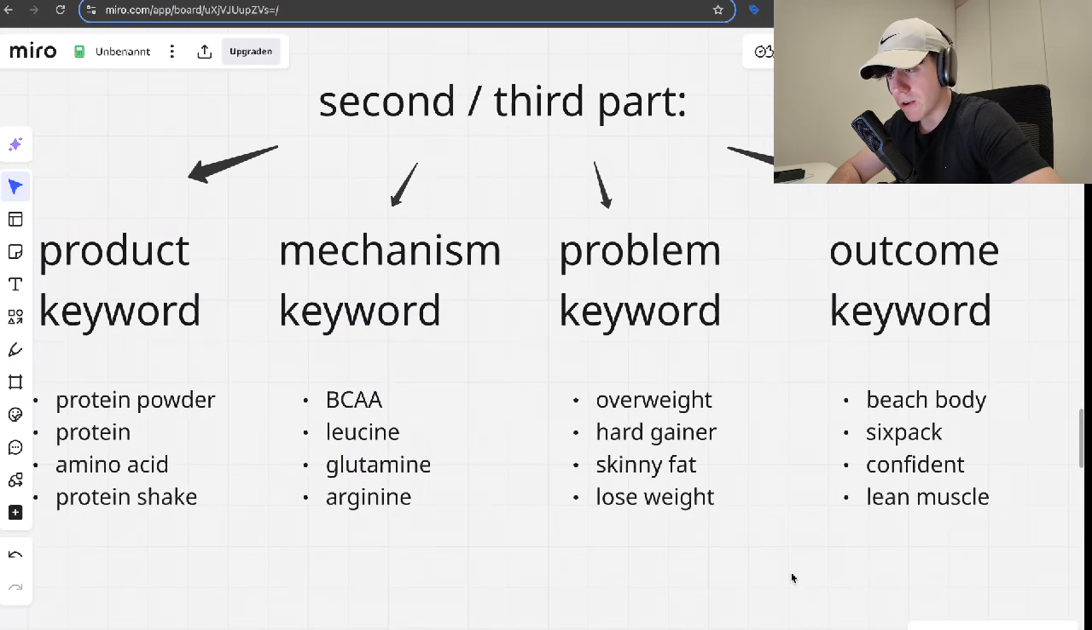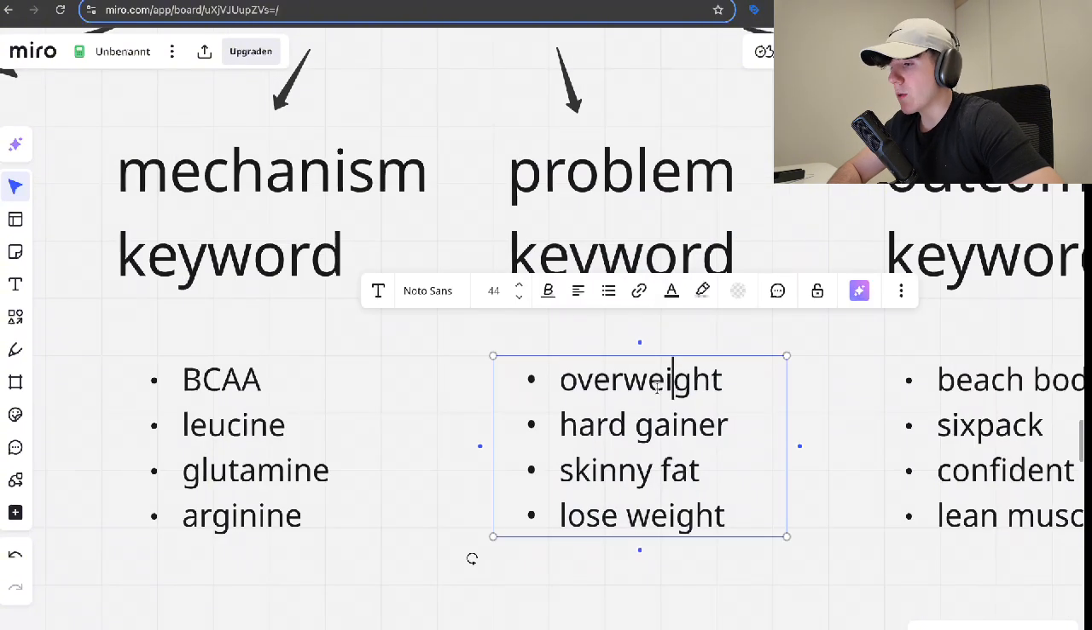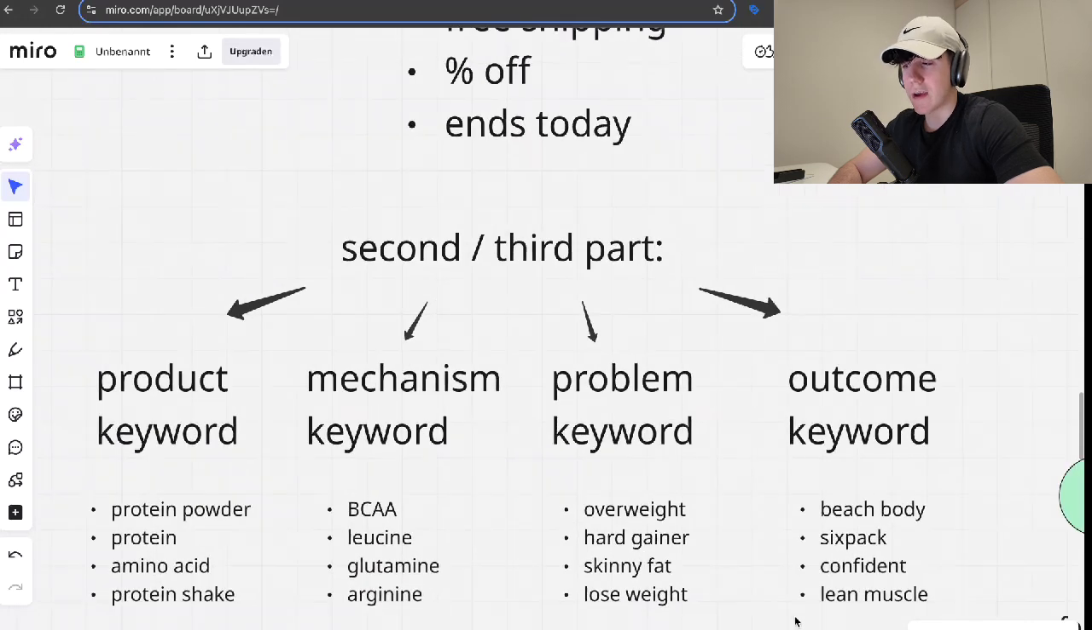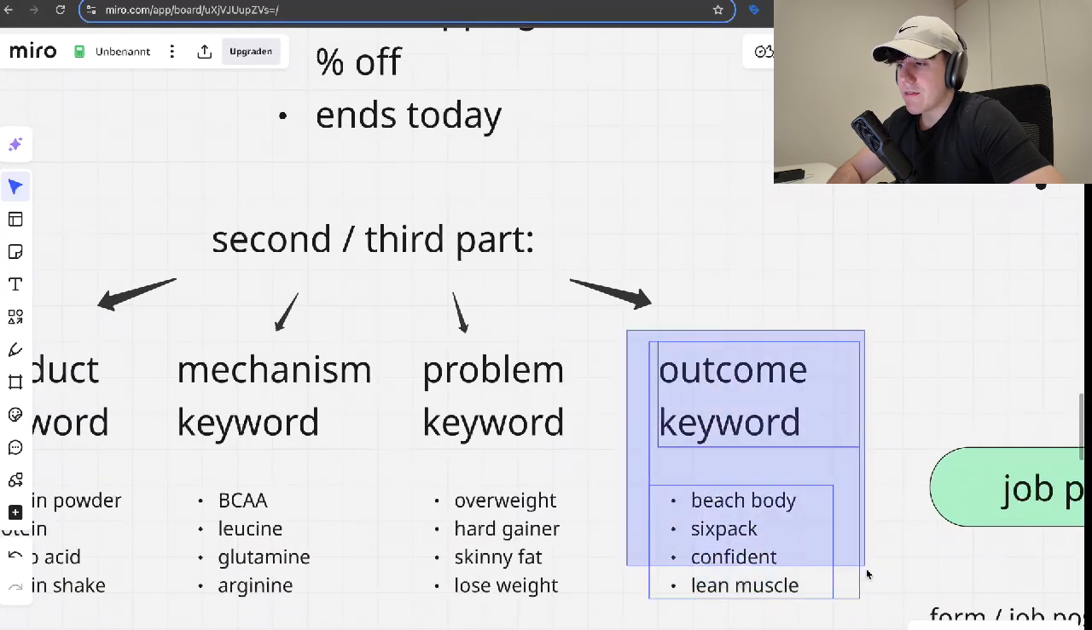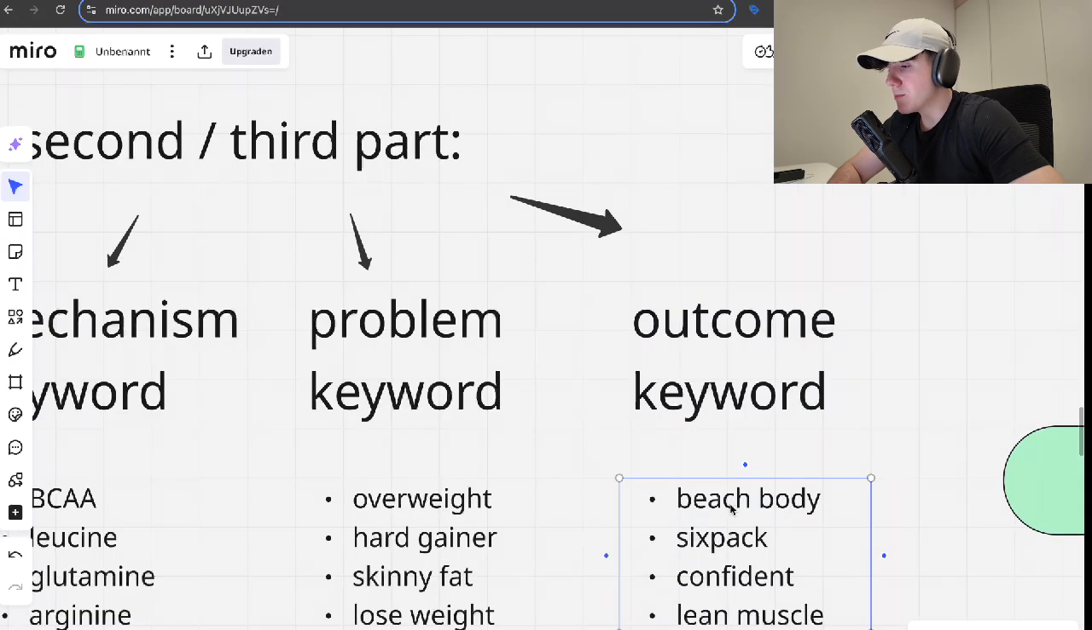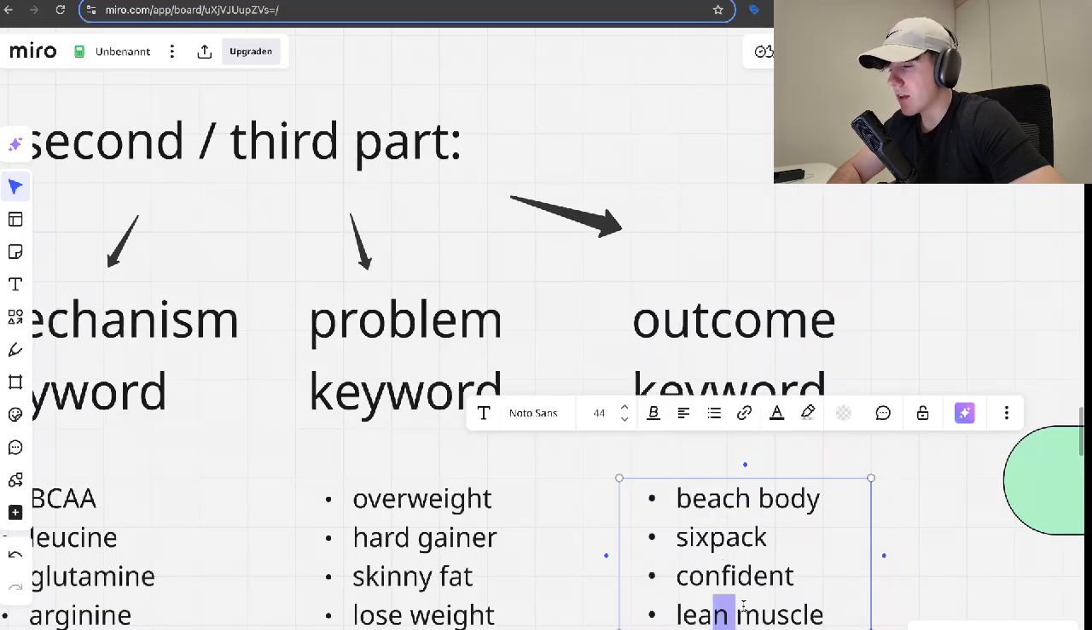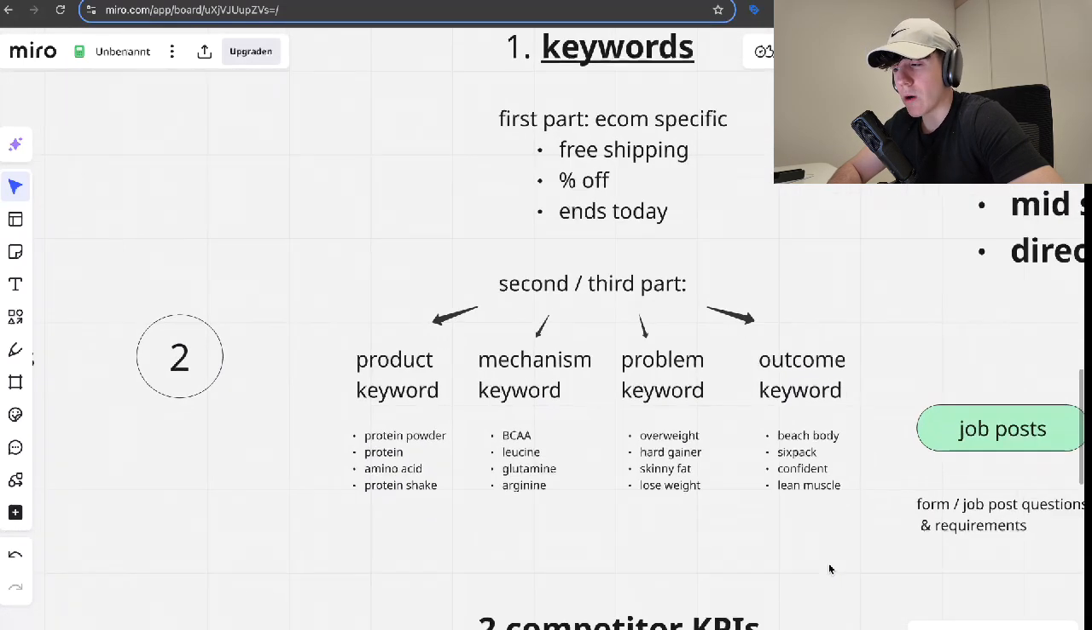Then we have problem keywords. This is where you're going to probably find most competitors. And so we have overweight, hard gainer, skinny fat, lose weight, all these that are essentially just describing the problem that you solve. And then obviously we also have the outcome keywords. So we have beach body, six pack, confident, lean muscle, and whatnot. So this is really the outcome of it.